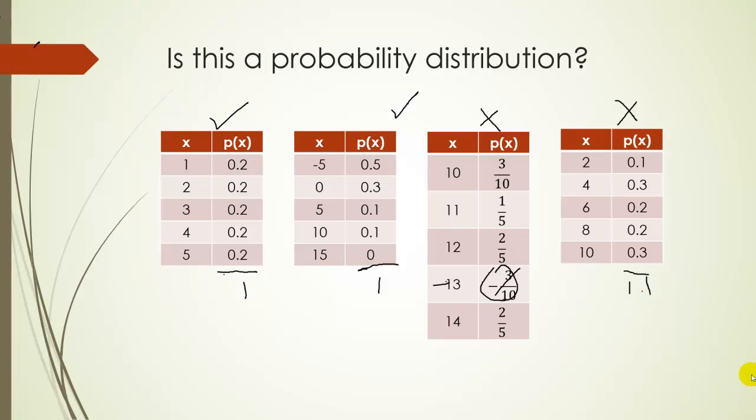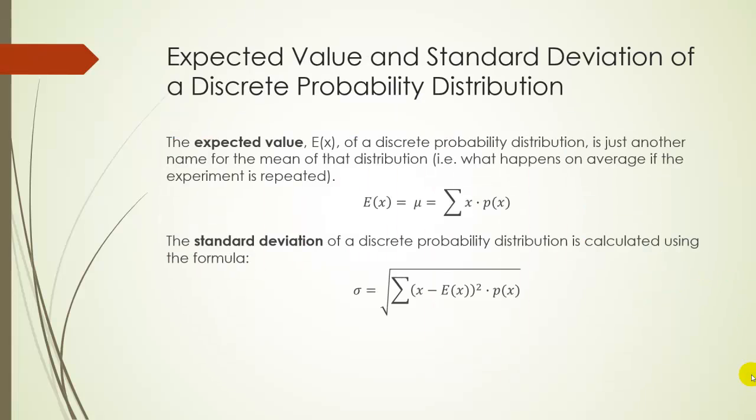All right, going to the next slide. The expected value and standard deviation of a discrete probability distribution. To find the expected value, you take each x value, multiply it by its probability, and then add up all those numbers. So there you go, that's the formula. The standard deviation is a little bit more difficult to calculate.